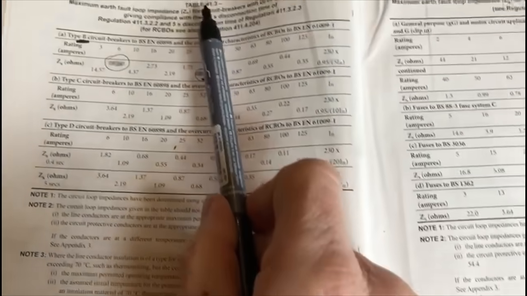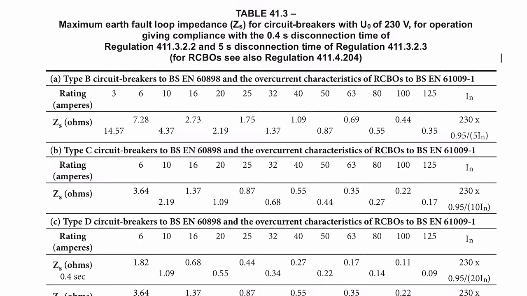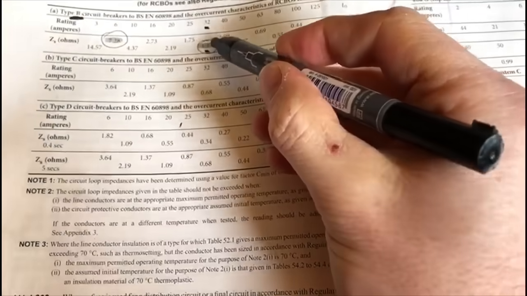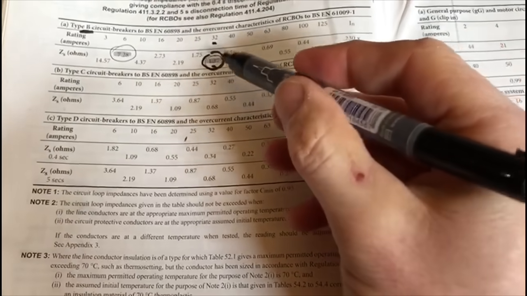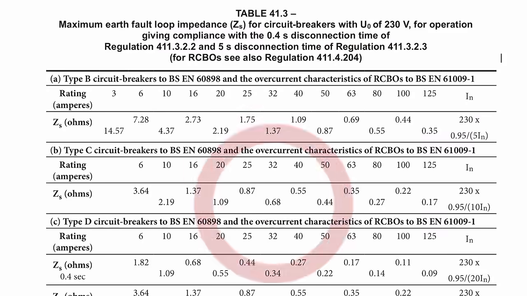So the last part of the video, I'd like just to look at, again, table 41.3. We've been considering a type B circuit breaker, but let's now consider a type C and a type D. Now, we know that 1.37 was the value that we've been working to for a B type. Interestingly, 0.68 is the C type rating, and 0.34 is for our D type rating.